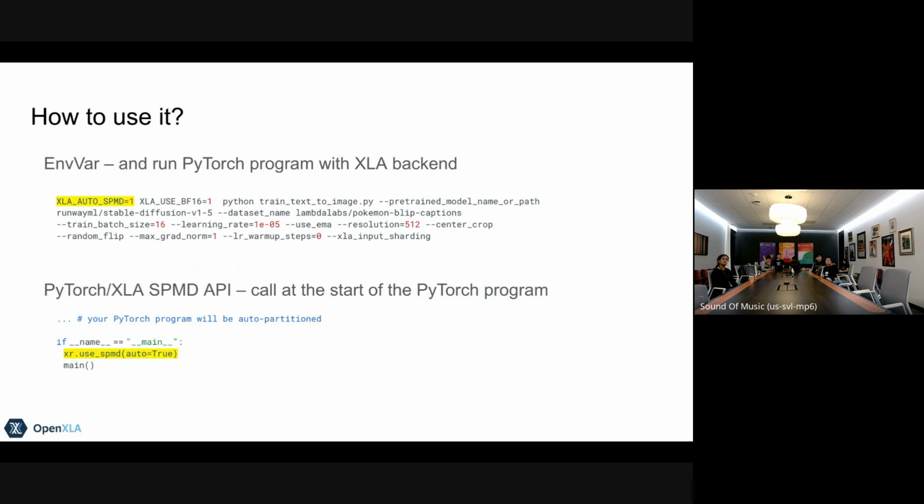So how do we use auto sharding in PyTorch XLA? The simplest way would be just setting this environment variable, XLA auto SPMD, and then run your training script, and then everything will be automatically sharded. Remembering all these options and environment variables could be tricky, and we are very forgetful. So in that case, we also have this programmatic PyTorch XLA SPMD API. This is the use SPMD API. You just pass the auto equals true flag, and it will start partitioning your program for both inference and training.